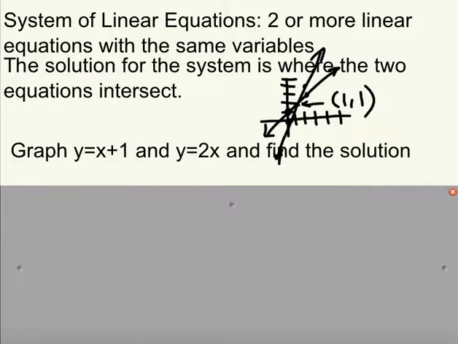Sorry, that should have been the point 1, 2. There we go. Because when we plug it in, 2 is equal to 1 plus 1, and 2 is equal to 2 times 1. Okay, we're looking for that intersection point if we have our linear equations.